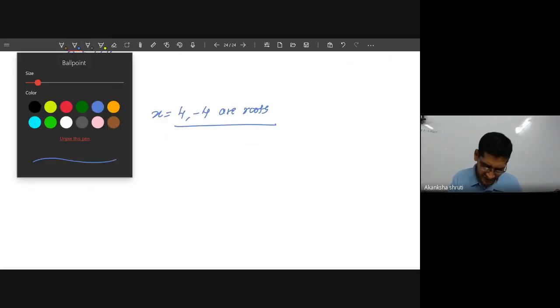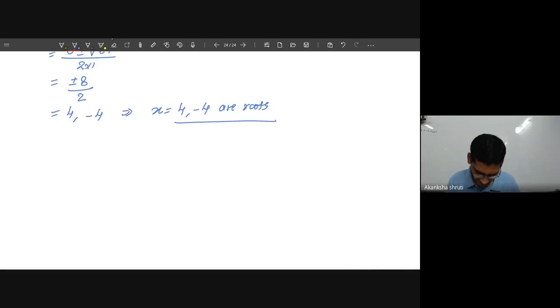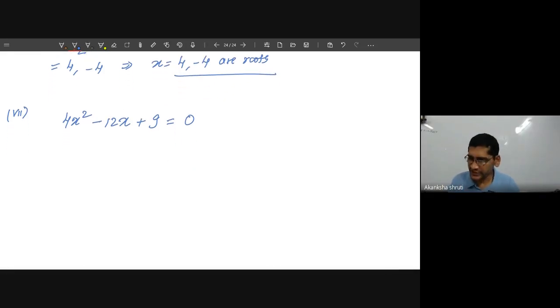Student, let us do one more question. The 6th or 7th question. If anyone is going to ask for this one, please do this. Say 4x square minus 12x plus 9 is equal to 0. If the question is like this, then what is the nature of roots in this case? First, we are interested in that.